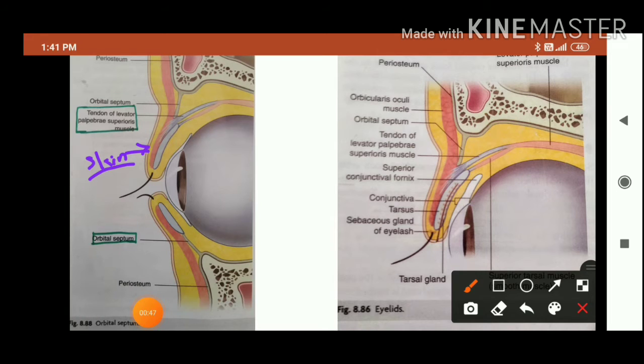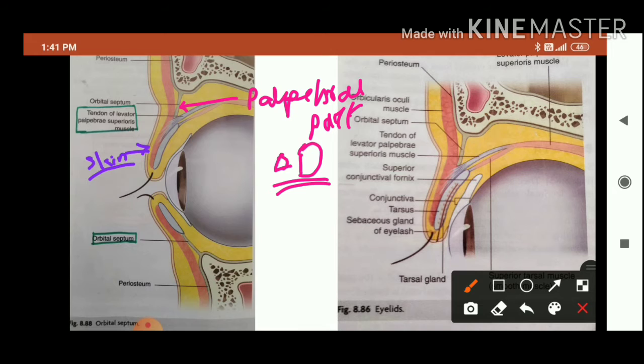In this case we have the palpebral part of the orbicularis oculi muscle. We know that the orbicularis oculi has two parts. One is the orbital part and the other is the palpebral part. This palpebral part of orbicularis oculi is present in the eyelid. Followed by this orbicularis oculi muscle, we have the orbital septum.